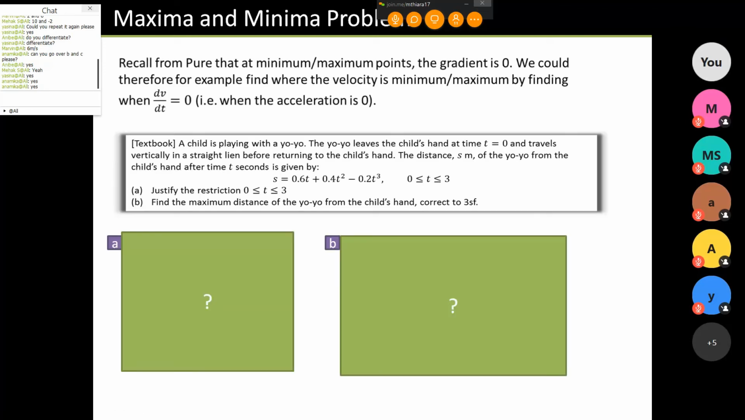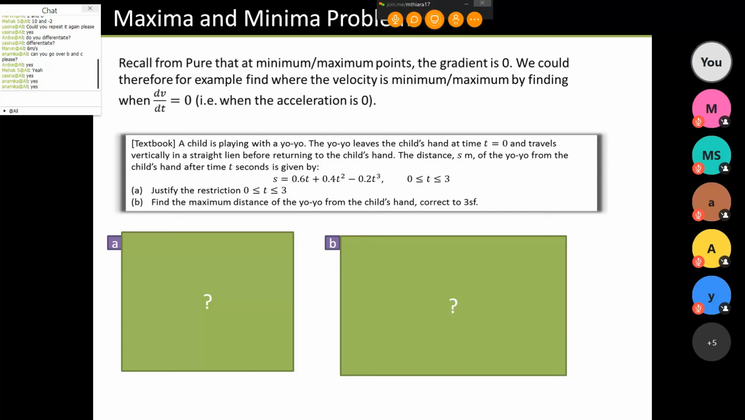Right, this is the bit I jumped to earlier on. Maximum and minimum points happen when the gradient is 0. So if it wanted maximum velocity or maximum acceleration or anything like that, you've got to refer back to gradient being equal to 0. That is the key bit of learning here. Okay.